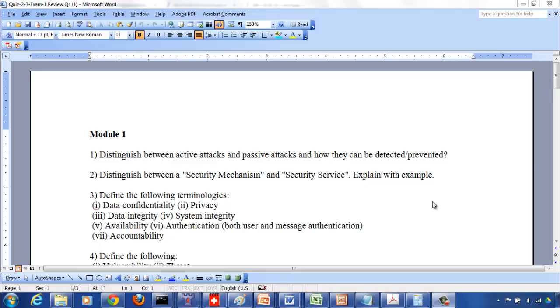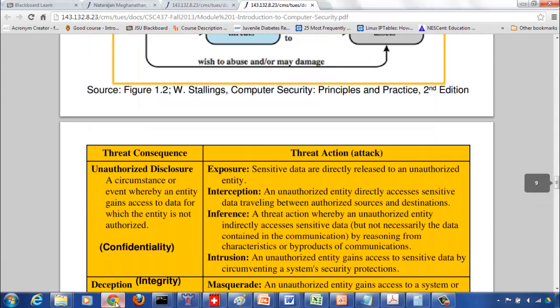Okay, so now we will look at some of the questions which I think are important for your upcoming quizzes and exams. So distinguish between active attacks and passive attacks. We have that in the material.